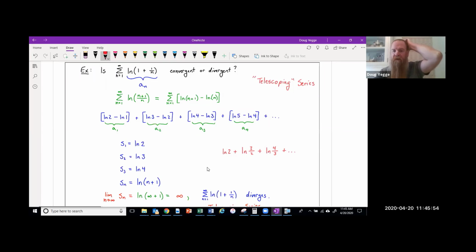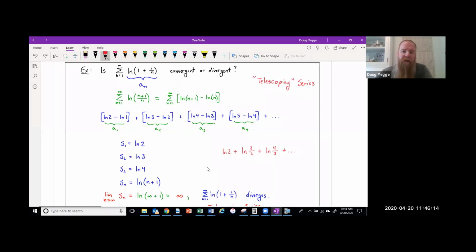Now it's a little tough for me to tell whether or not that converges, because I could see that 3/2 and 4/3 are getting smaller and smaller and smaller. So maybe this sum is getting closer to some fixed number. I don't know.